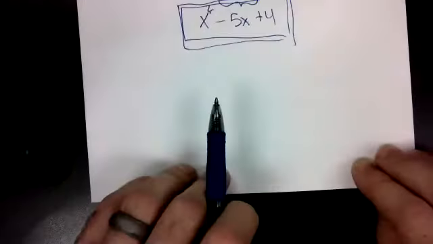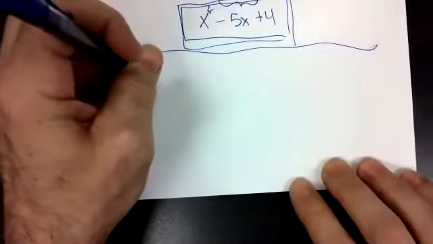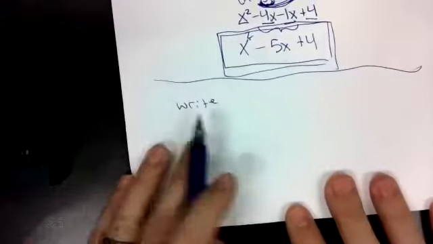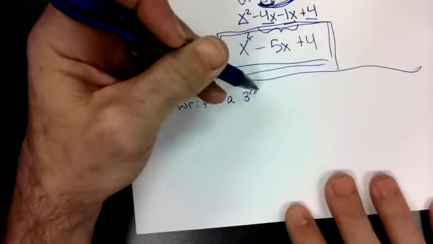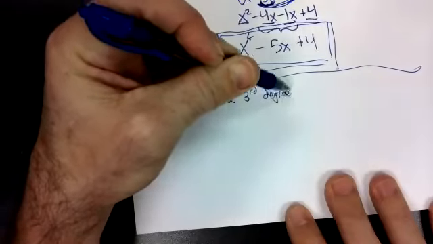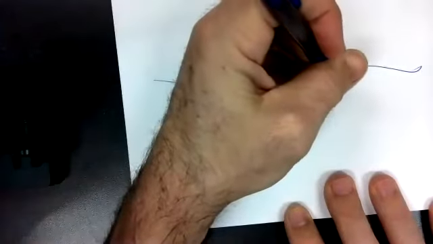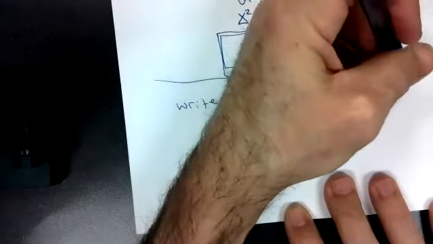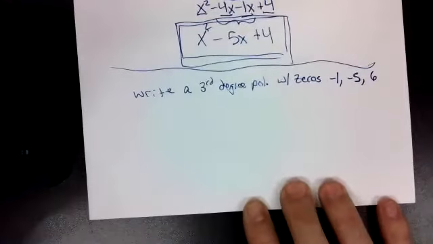So the next problem they would ask is something like, all right, write a third degree polynomial with zeros -1, -5, and +6.